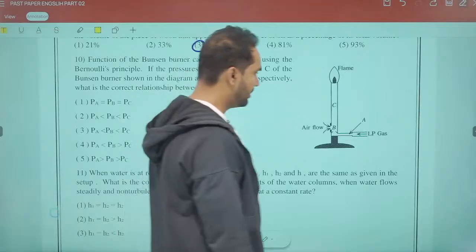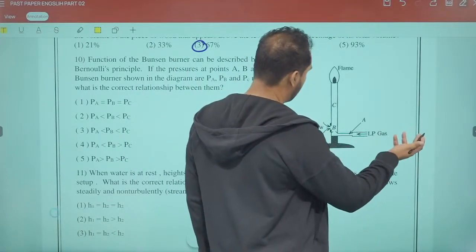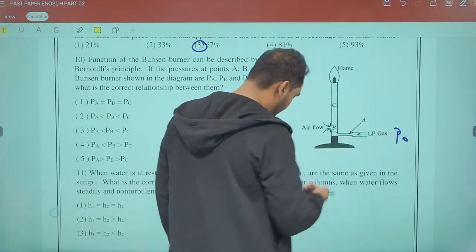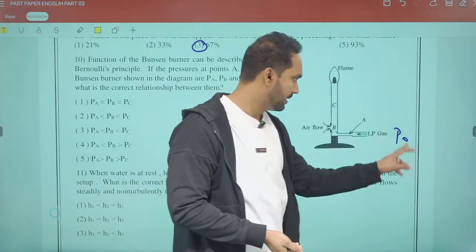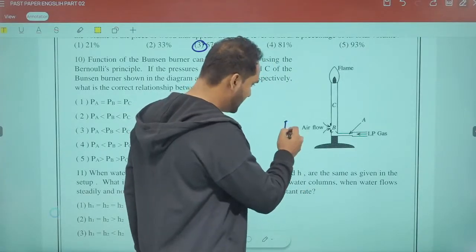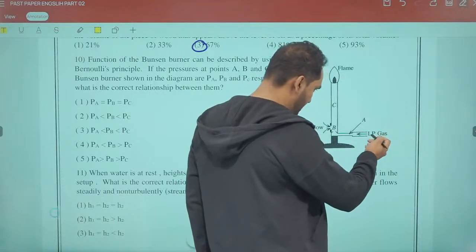So let's think about it. Look at this one. Atmospheric air, no, it's actually the LP gas coming. It's coming under pressure. Sorry, the atmospheric pressure is actually there. Here, the atmospheric pressure is there. So gas is coming under a pressure.